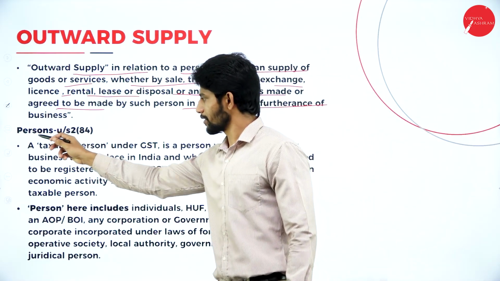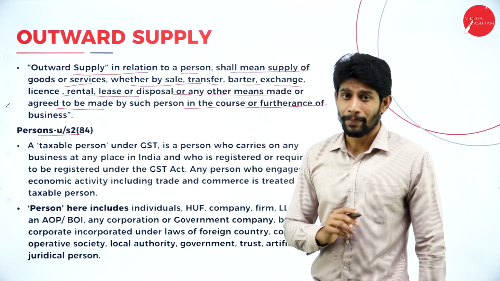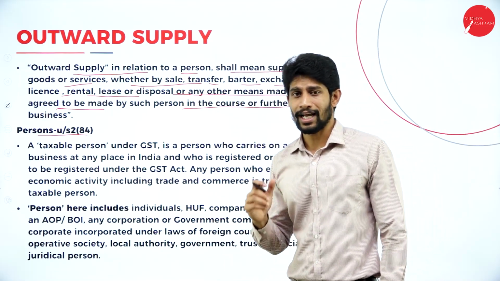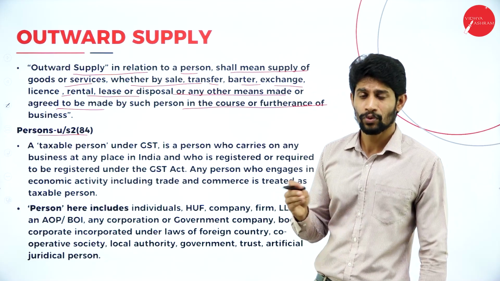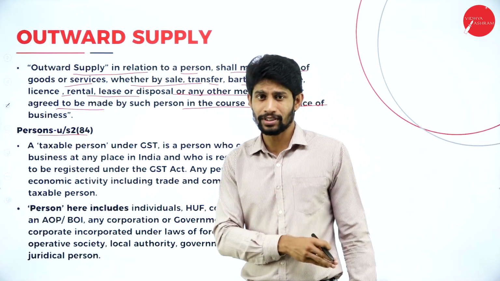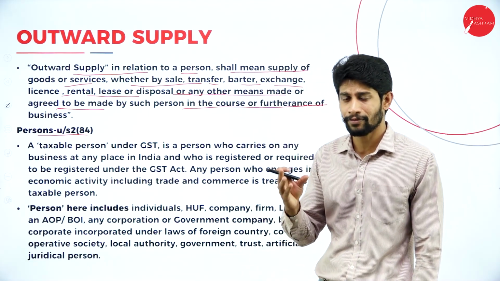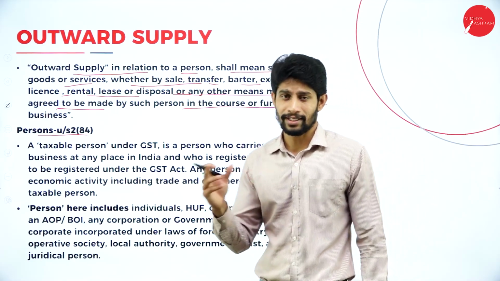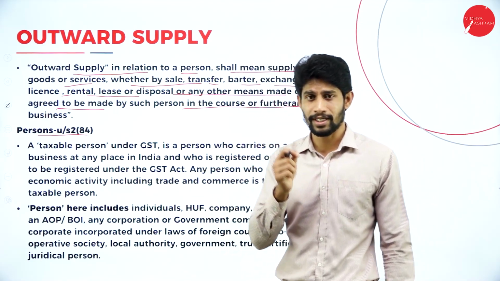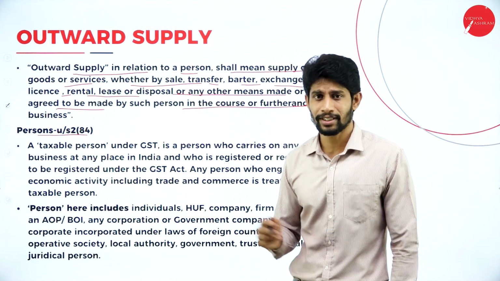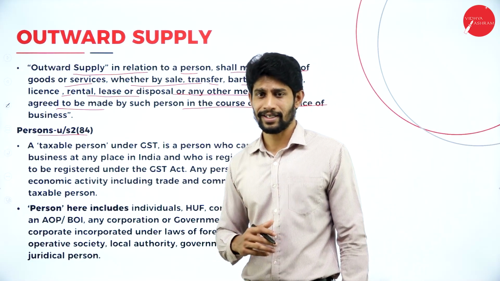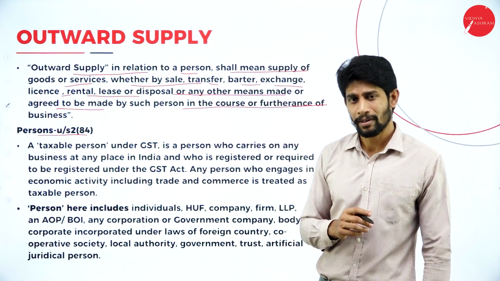Next one, person. So what is this person? Person is nothing but the person who is liable to pay GST or who is going to pay something to the GST authority, like something in the form of penalty or interest. The person who is liable to pay GST or any other sum of money in the form of penalty or interest, that person is called a person.